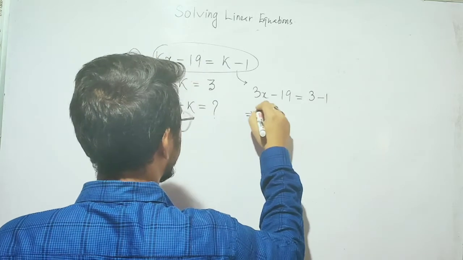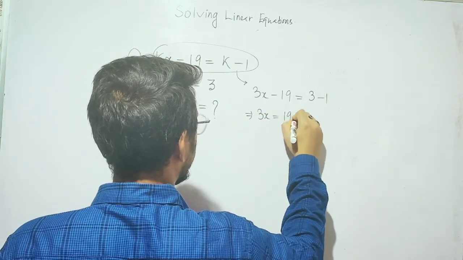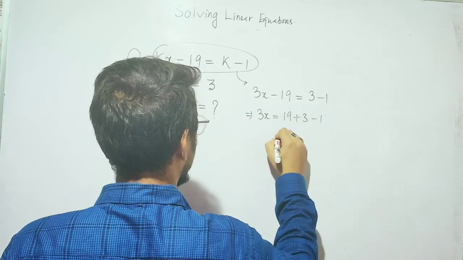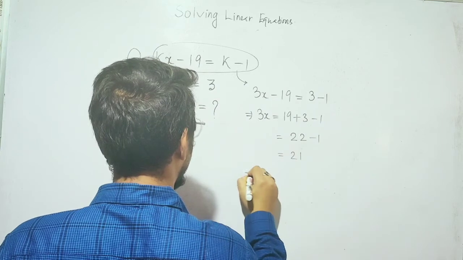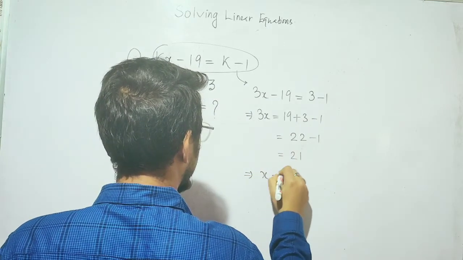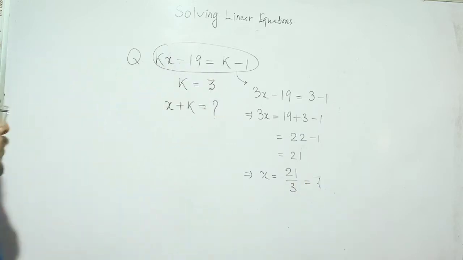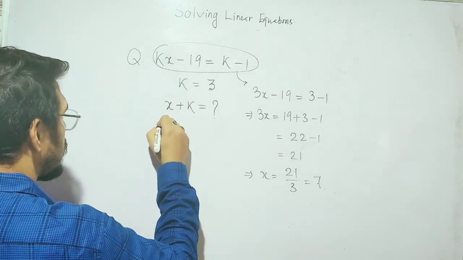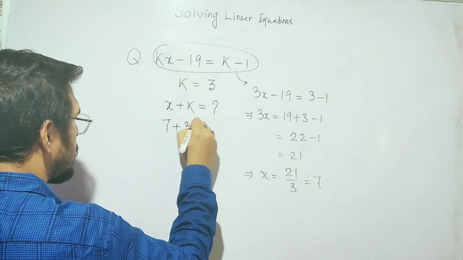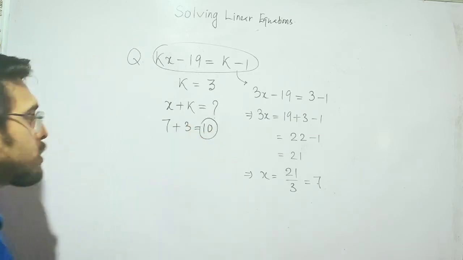Now if you solve it, 3x will be equal to 19 plus 3 minus 1, which will be 22 minus 1, which will be 21. So x will be equal to 21 over 3, which will be 7. So we have got the value of x as 7. K is already 3, so 7 plus 3 will give us 10. So that is the answer to this particular question.